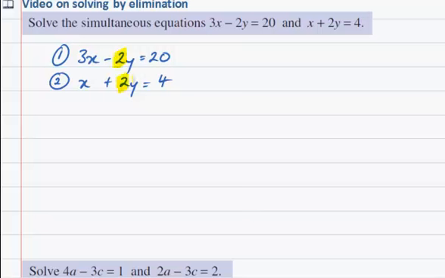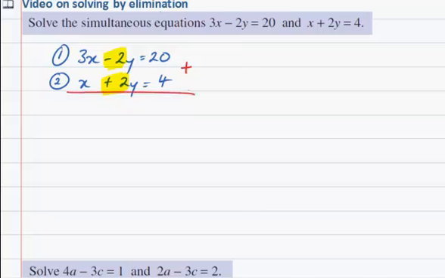Now, in this example, they both have a 2. One of them is -2 and one of them is +2. So you've got to think about how would I eliminate them? Would it be better to add the 2 or subtract the 2? If I add them, I would have -2 plus 2, and that's 0. So that would eliminate my term with y. If I tried subtract, I would have -2 subtract 2, which gives me -4. So you've got to be really careful and think about whether you should be adding or subtracting the equations. So I'm going to add those two equations.